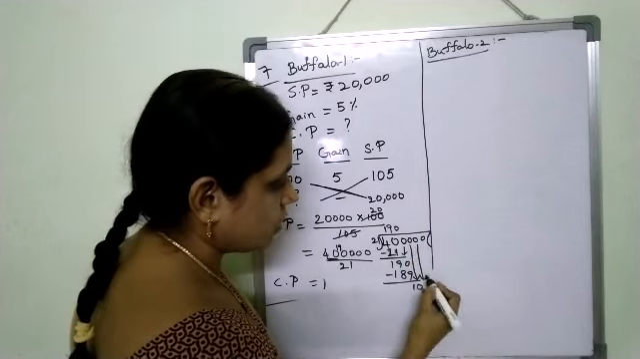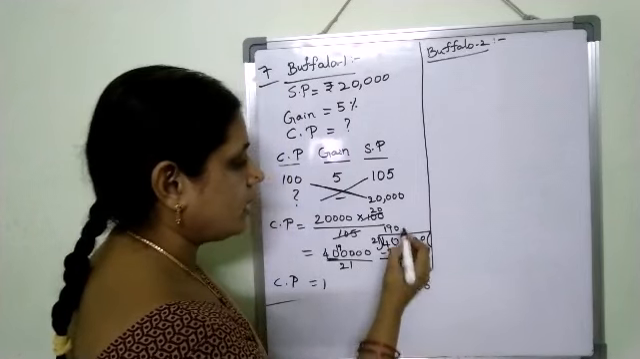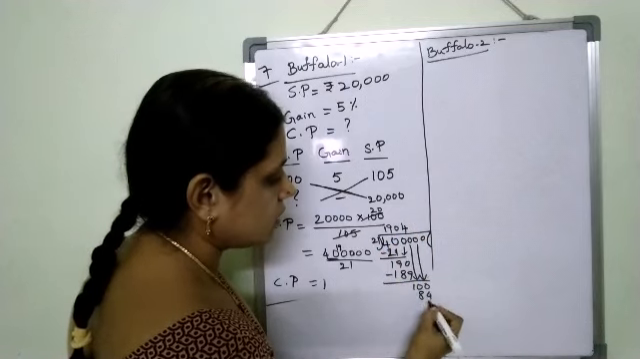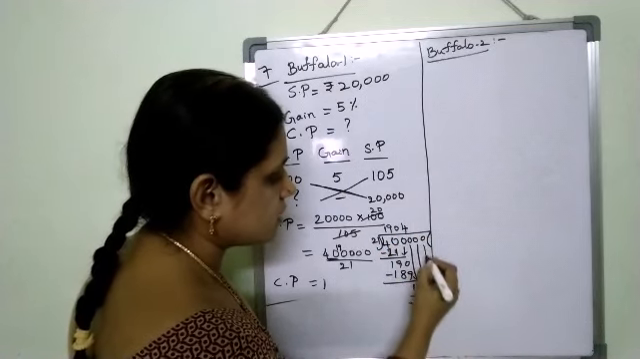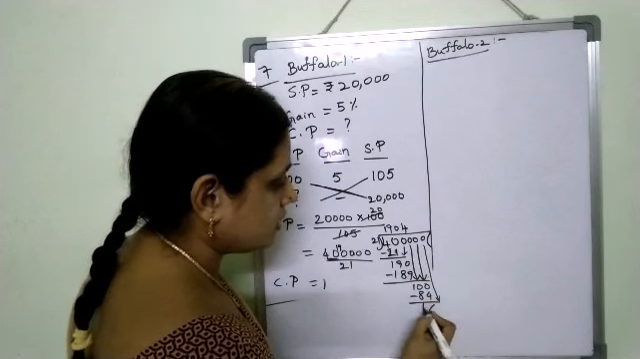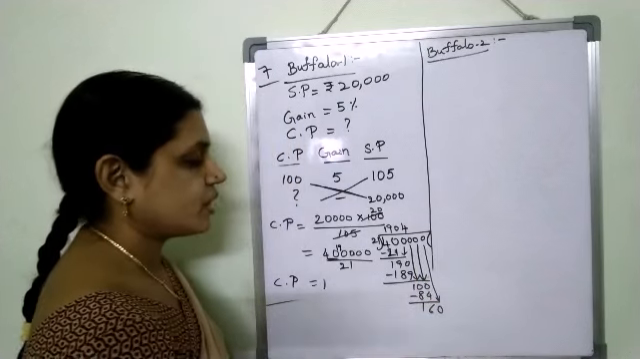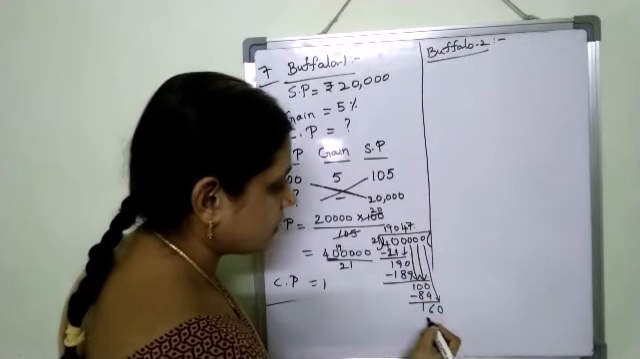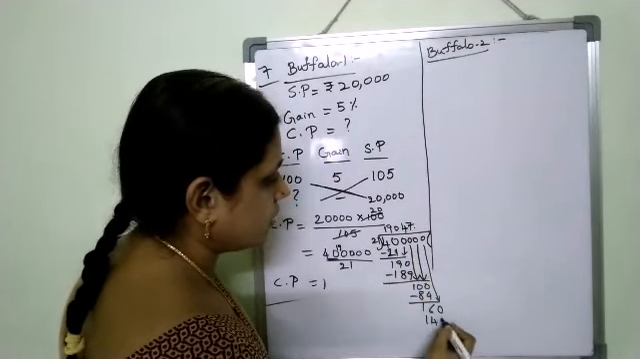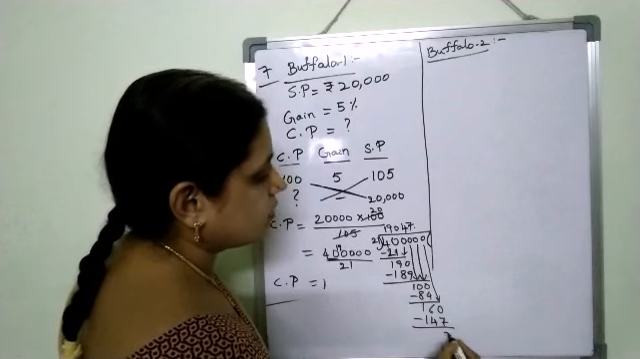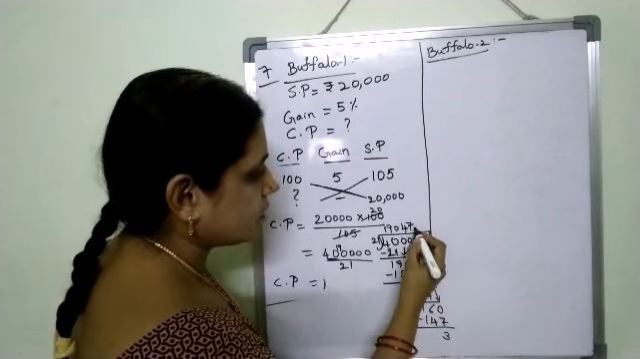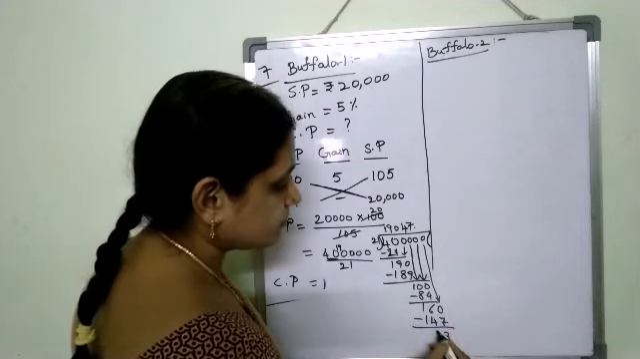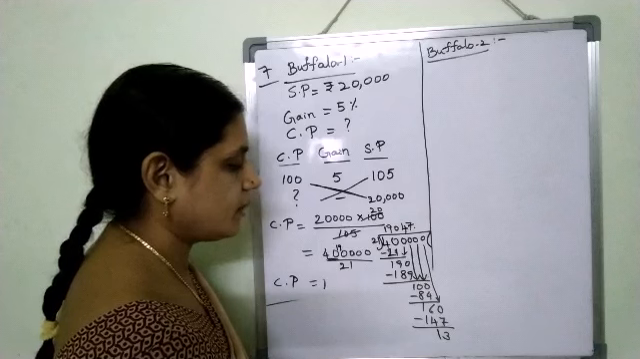Now one more 0 also you can bring down. In 100 we can take 4 times. 21 4s are 84. Now 6. Here 160. In 160 we can take 7 times. 21 7s are 147. So here now 13 is the remainder, but actually it is not exactly divisible, that's why we get a decimal.